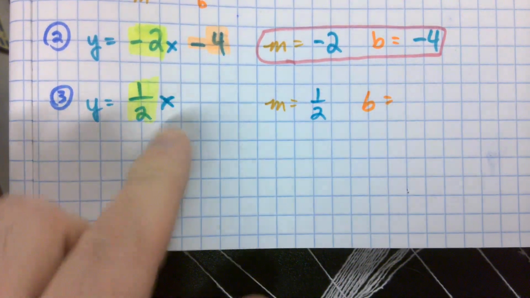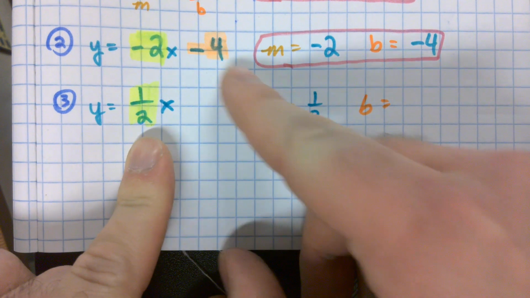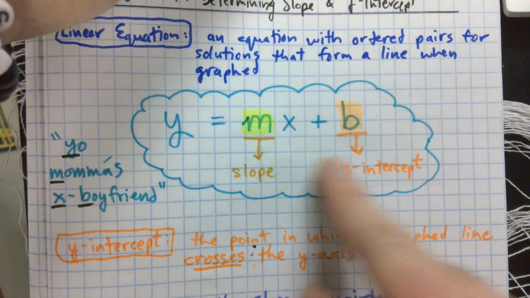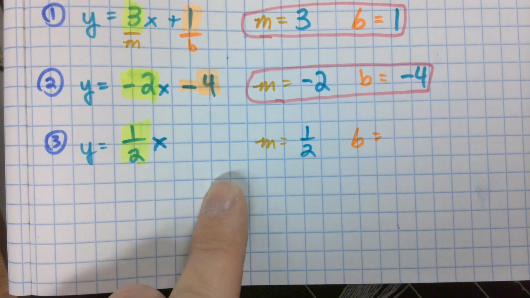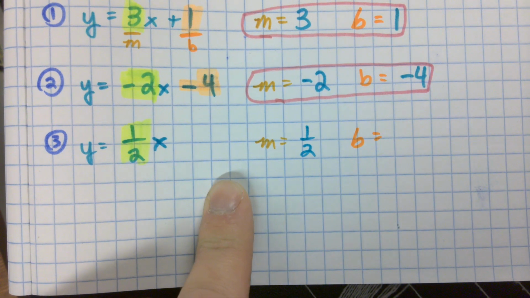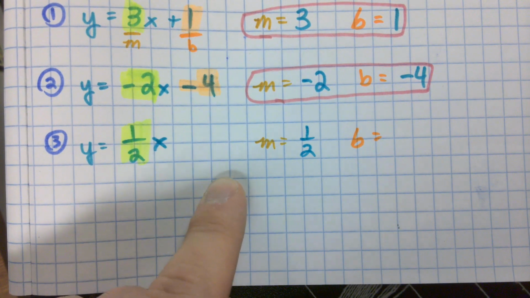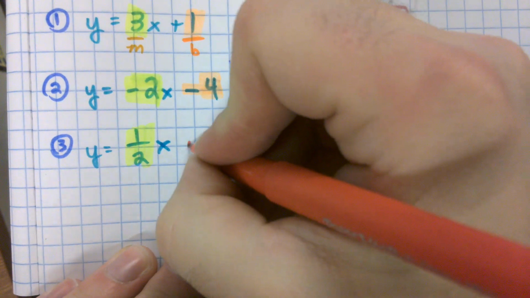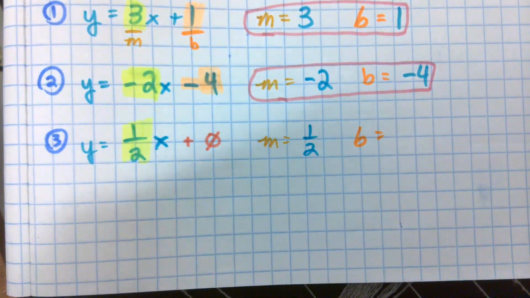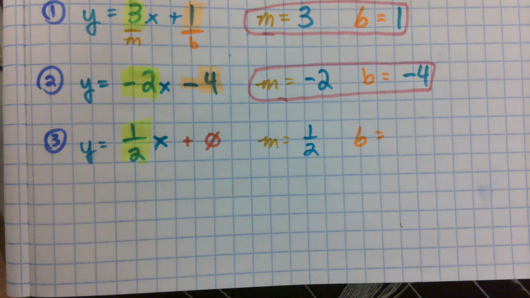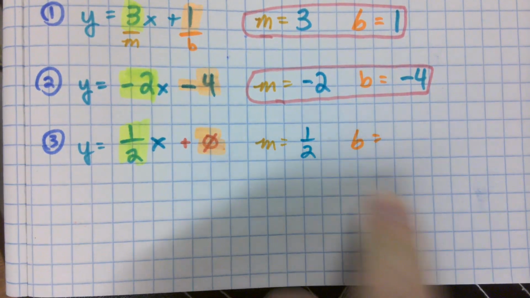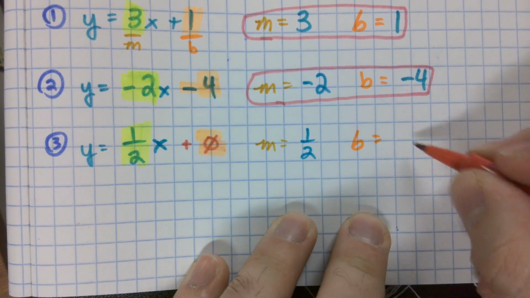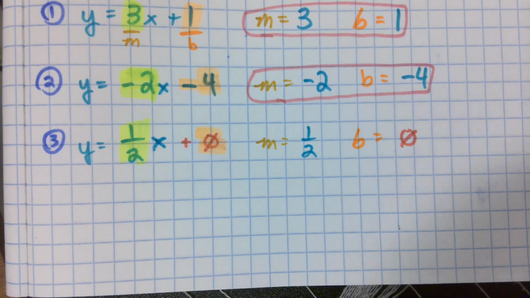Does it look like we have a b here at all? No, there's no number being added on the end. That doesn't exactly fit our formula here. So if there is no number there, what do you think we're adding to the end of that? Very close. A 0, right? If it was a 1, we would see the 1. But if there is no number, we could say that we're adding 0. So my b value or my y-intercept here will be 0. Good.